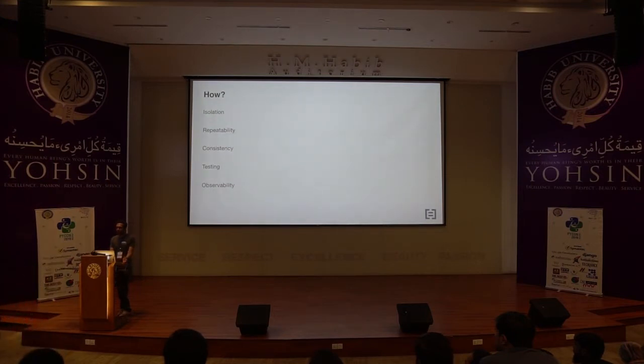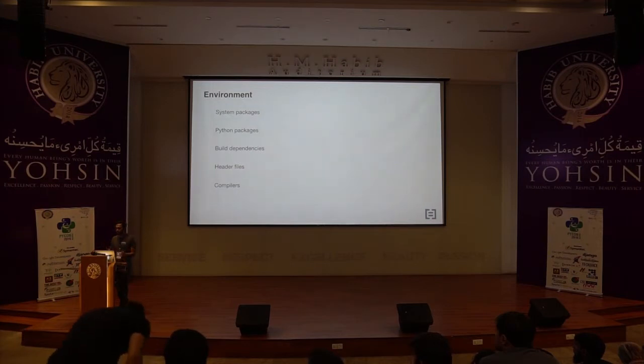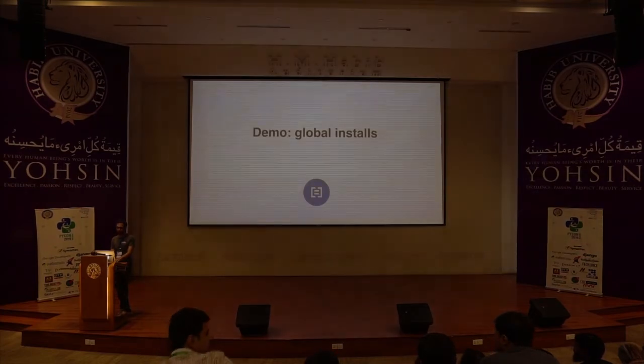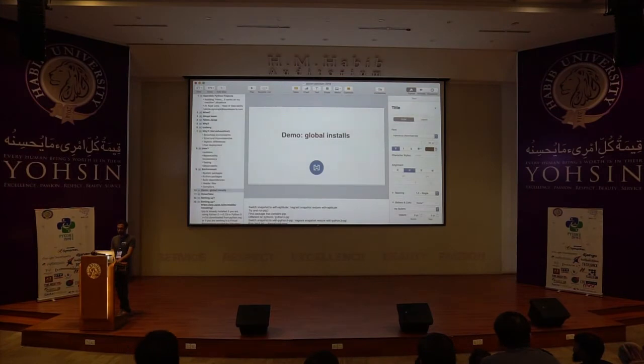Let's start with initial environments. You have things like your system packages, which could be how Python is installed itself. Then you have what libraries you're using, and potentially C modules. You have build dependencies. If you have C modules, then you need header files, and if you have all of that, then you need a compiler. So then you have a situation where you have to do global installs. I'm going to do a quick demo of what happens when you end up having to do global installs.